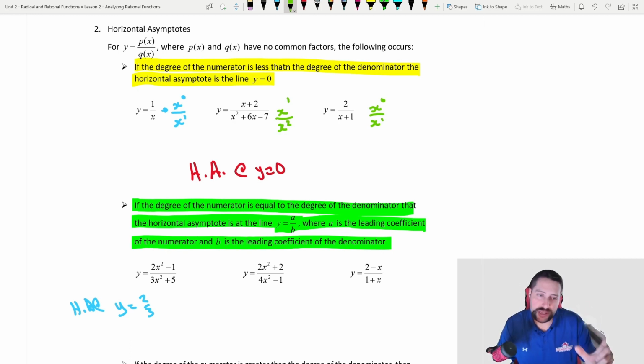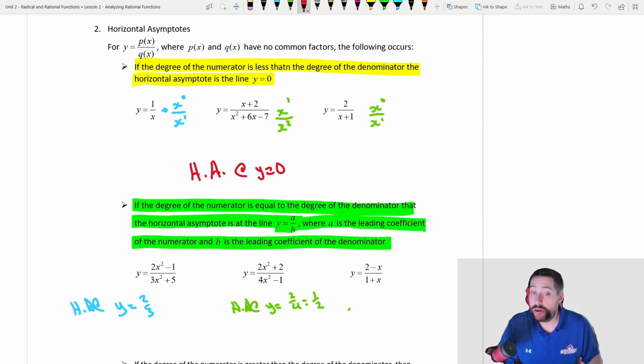So again, because there are x squareds in both the numerator and denominator, same degrees, you're just going to take the coefficients, so the numbers in front of the x squareds. So you have a horizontal asymptote at y is equal to 2 over 4, which is a half. You can simplify it. And finally, the last one, we have y is equal to 2 minus x over 1 minus x.